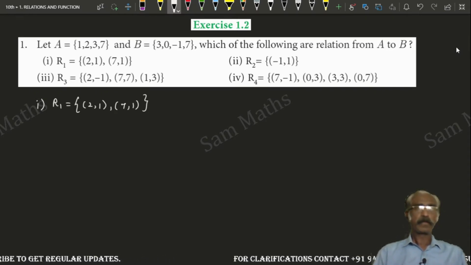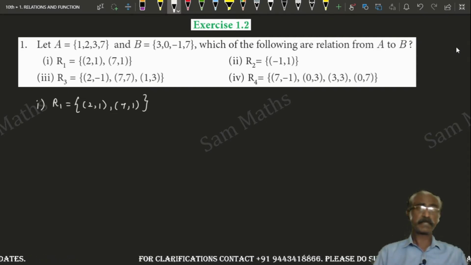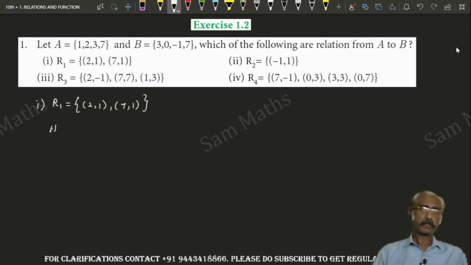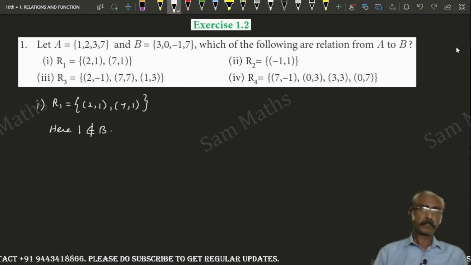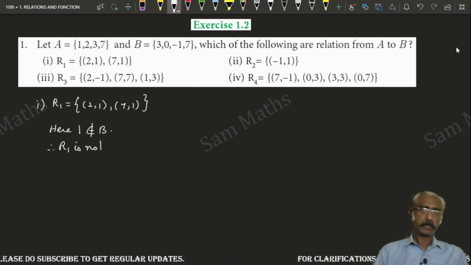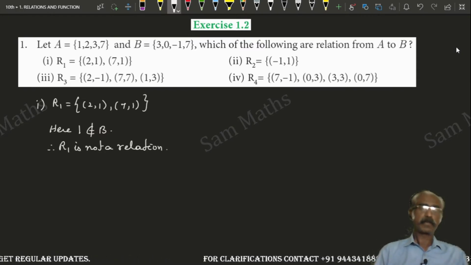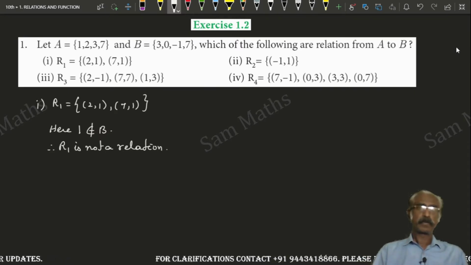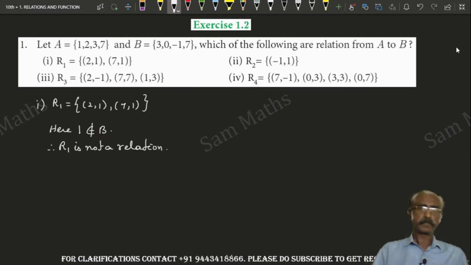Here 1 is not from B. The second entries must be from the second set. Therefore, here 1 is not in B. Therefore, R1 is not a relation. Okay, students. Now I am going for R2, the second one.